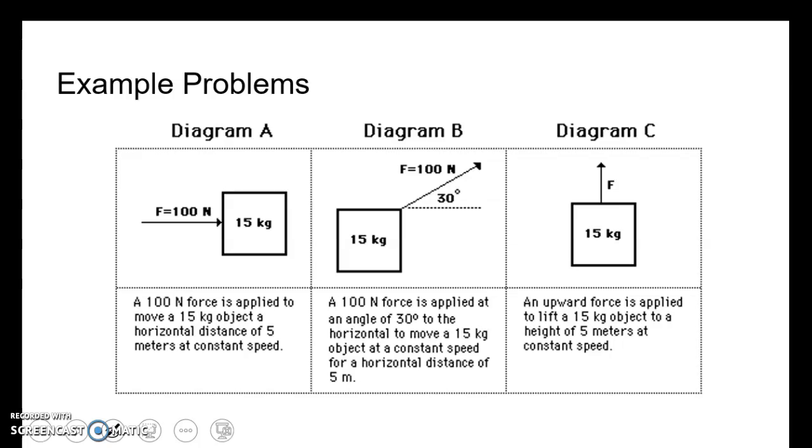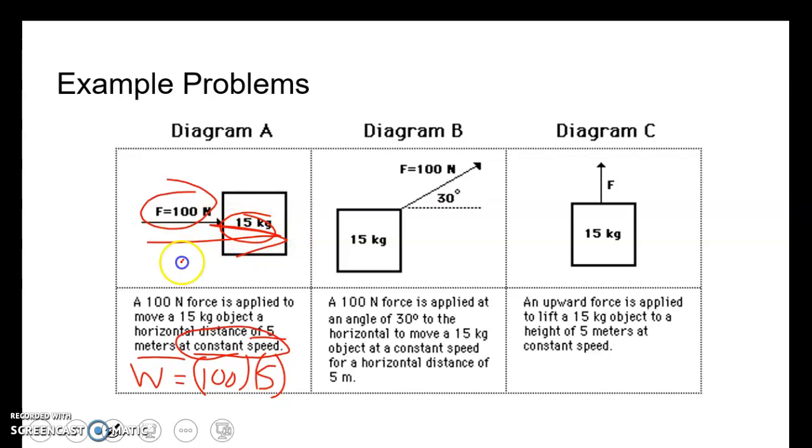A couple of examples that you may encounter, at least initially. We're applying a force of 100 newtons to a 15 kilogram block, and we're moving a distance of 5 meters at a constant speed, if that means anything to us. But when we're talking about work, all we worry about is force times distance. So we take 100 times 5, right? And then we multiply by the cosine of our angle, which since they're both going this way, our angle is 0. The cosine of 0 is 1. So 100 times 5 times 1 is 500 joules.